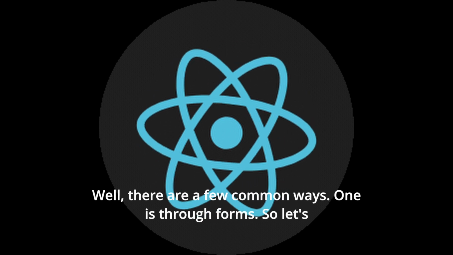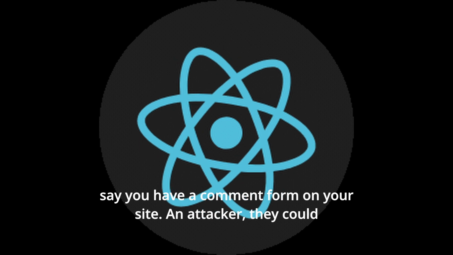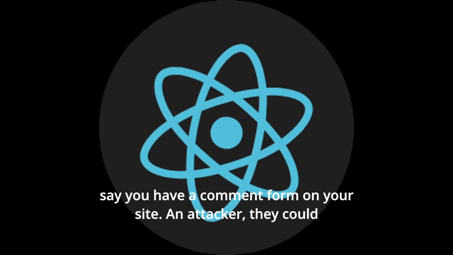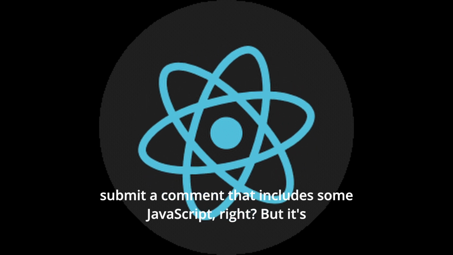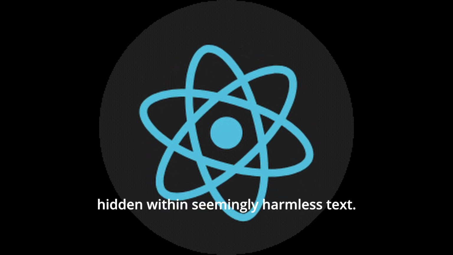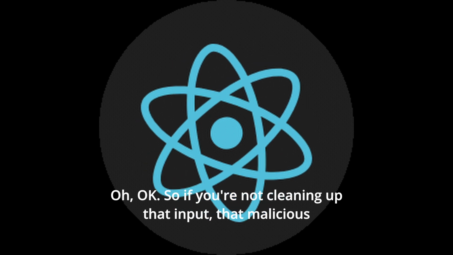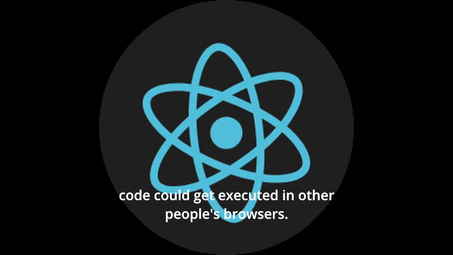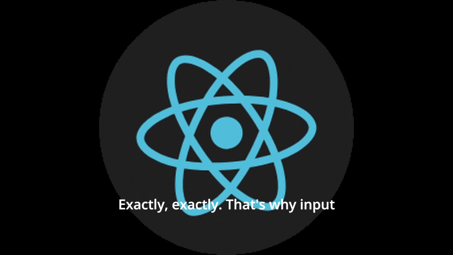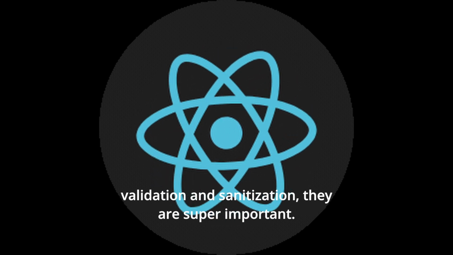Well, there are a few common ways. One is through forms. So let's say you have a comment form on your site. An attacker could submit a comment that includes some JavaScript, but it's hidden within seemingly harmless text. So if you're not cleaning up that input, that malicious code could get executed in other people's browsers. Exactly. That's why input validation and sanitization are super important.